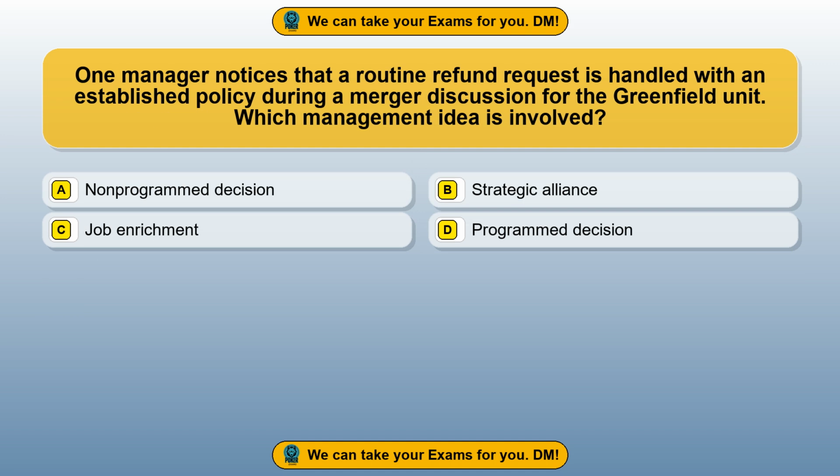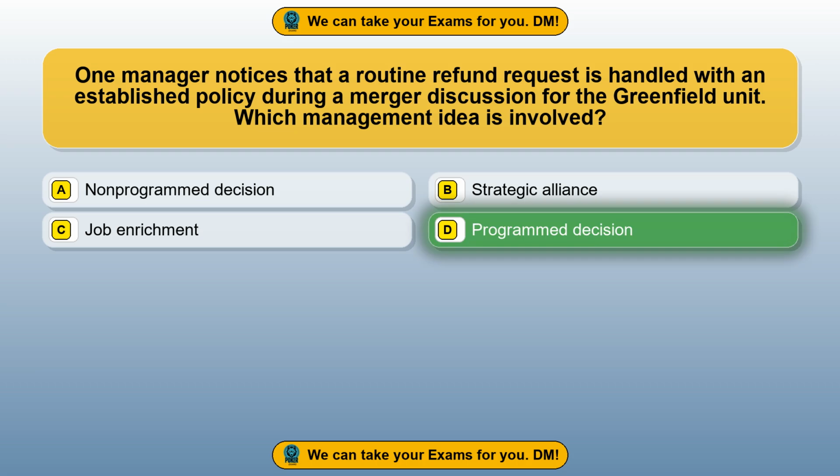Question 62. One manager notices that a routine refund request is handled with an established policy during a merger discussion for the Greenfield unit. Which management idea is involved? Option A, non-program decision. Option B, strategic alliance. Option C, job enrichment. Option D, program decision. The correct answer is option D, program decision.